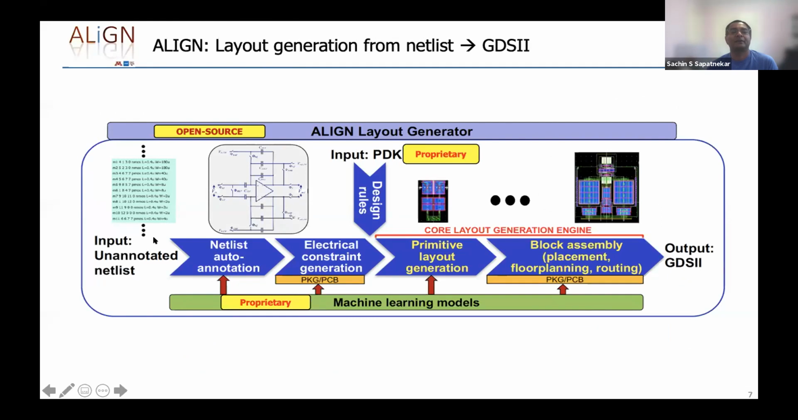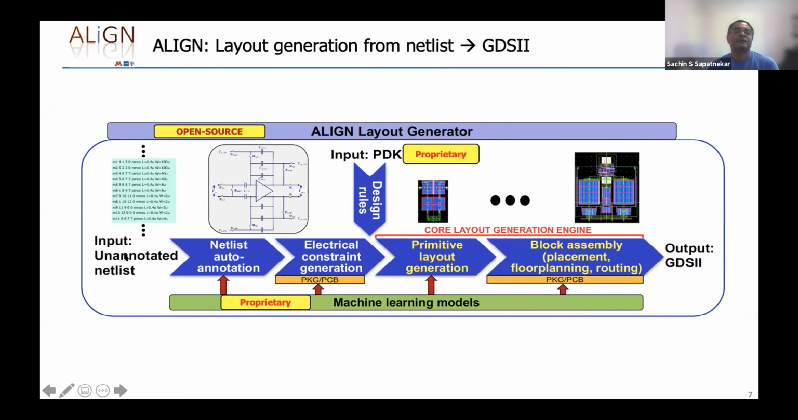This is a big picture view of Align. Our input, in principle, when we started, the directive from DARPA was to start with an unannotated netlist. So the designer gives you a netlist. You can't expect to find any hints there about the structure of the circuit. You also get a PDK, which is basically the foundry PDK, which could be Skywater 130, GF12, TSMC65, etc., or Intel 22 FFL. And then we go through a set of steps until we come up with the final output, which is a GDS2 of the design.